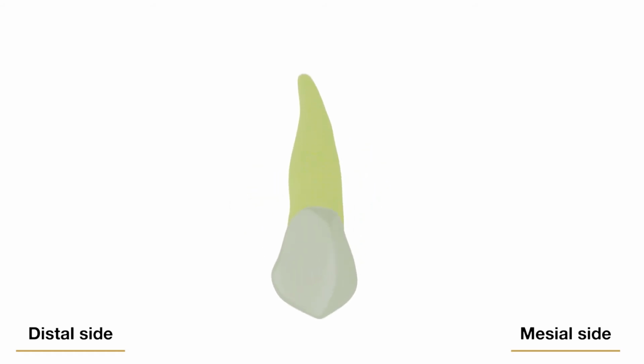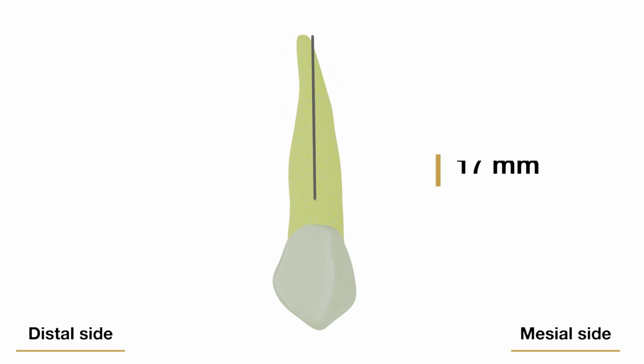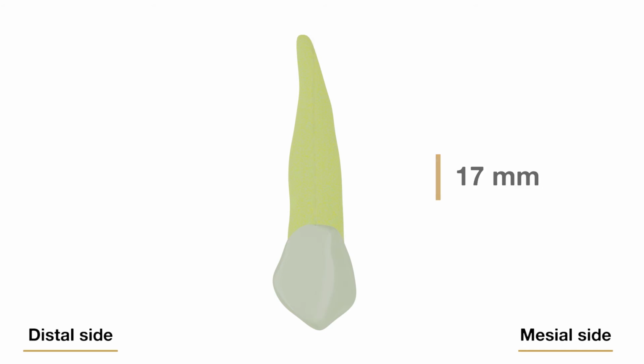Now, let us move on to the root. The root of the maxillary canine appears slender from the labial aspect when compared with the bulk of the crown, and is conical in form with a bluntly pointed apex. It is not uncommon for this root to have a sharp curve in the vicinity of the apical third. The length of the root is 17 mm, which is usually the longest of any tooth with the possible exception of the mandibular canine, which may be as long.